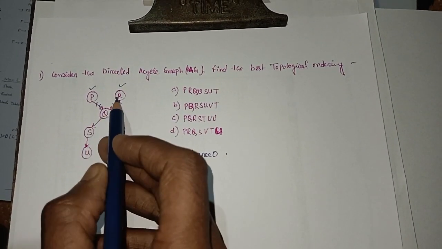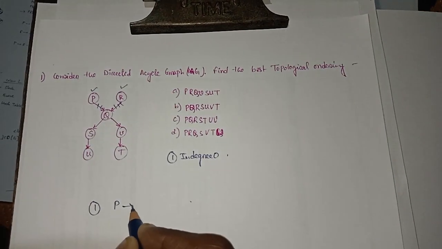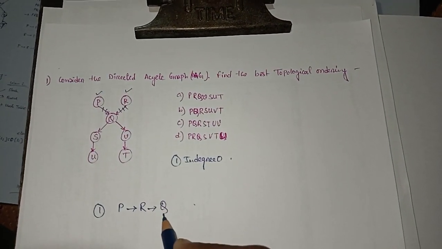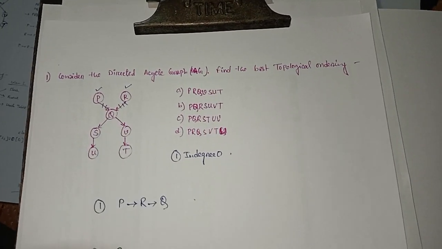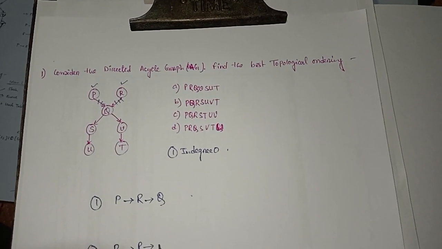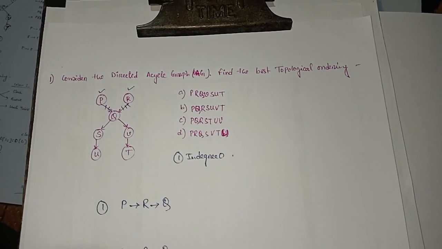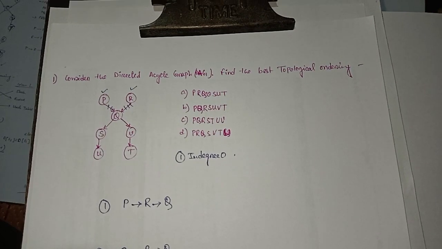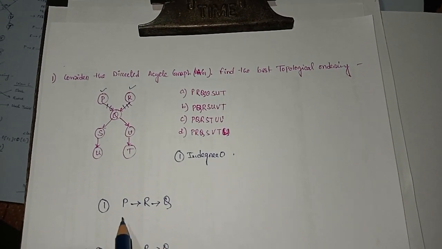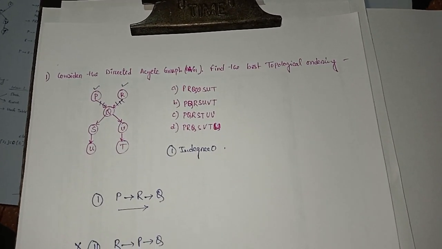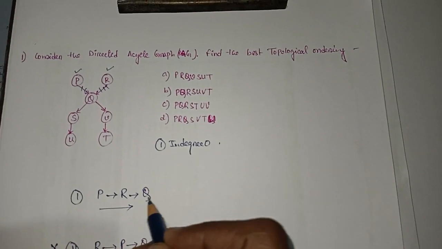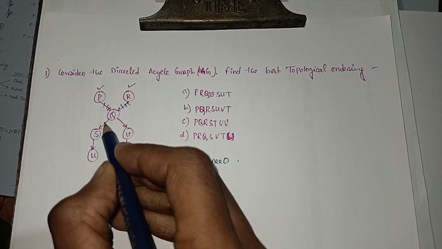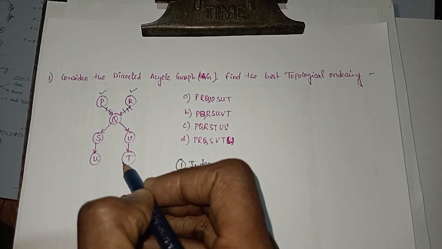Then we get P, then R, then we delete those, then we get Q. If we choose R, then we have to choose P and then Q. In the options there is nothing starting from R, so we neglect it and focus on the P, R, Q sequence. Then we get Q, so we get this way or this way.